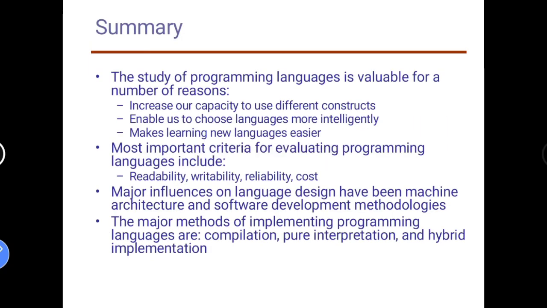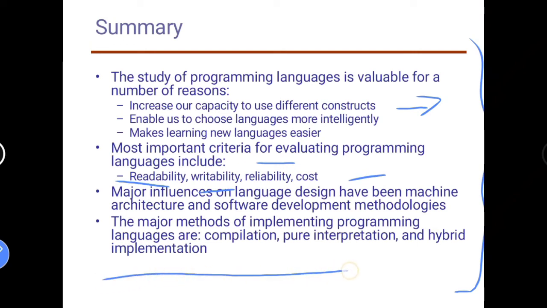Now come to the summary. This is our ending point of today's video. The study of programming languages is valuable for a number of reasons: it increases our capacity to use different constructs, enables us to choose languages more intelligently, and makes learning new languages easier. The most important criteria for evaluating programming languages include readability, writability, reliability, and cost. Major influences on language design have been machine architecture and software development methodology. The major methods of implementing programming languages are compilation, pure interpretation, and hybrid implementation.